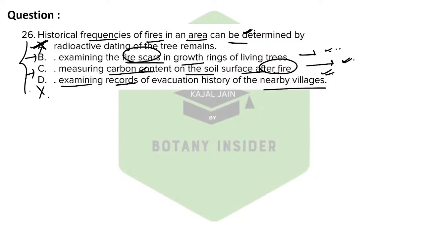So remember about this. Measuring the carbon content in the soil after the fire is a much more appropriate answer. In addition, if you get any other question in the examination where all the options are there, but C is missing, then you can mark the answer as option B as well. But if both the fire scars and the carbon content are available, you'll have to mark the answer as option C. Remember this particular thing. Easy, important, and can be repeated in the upcoming examination.